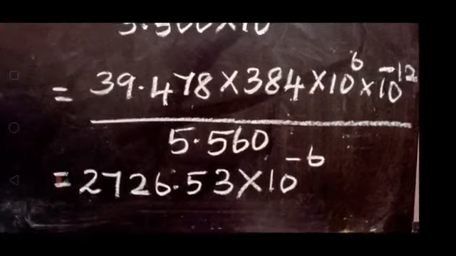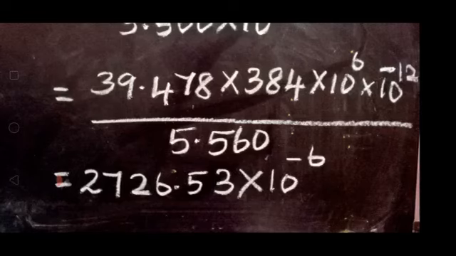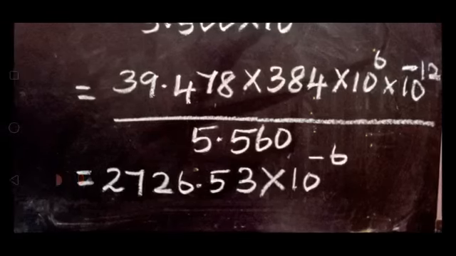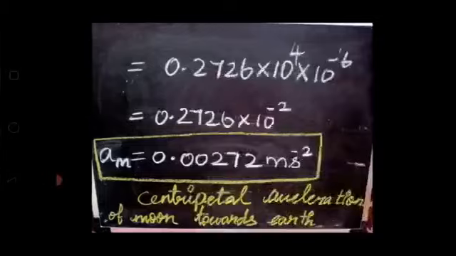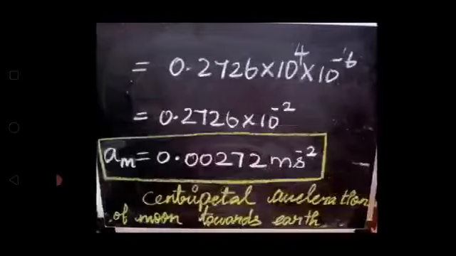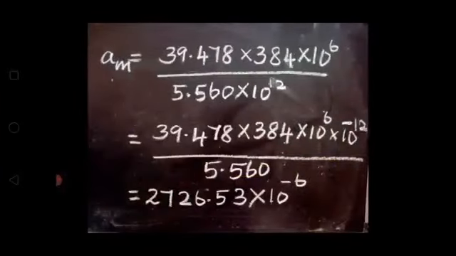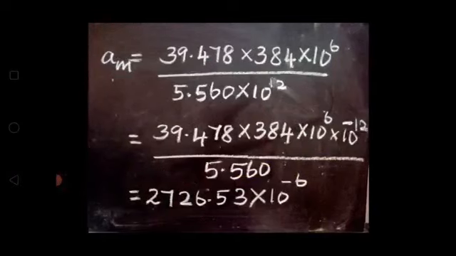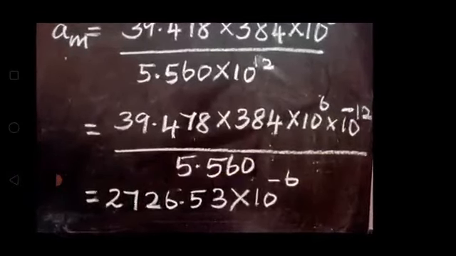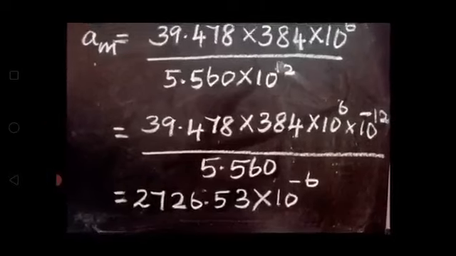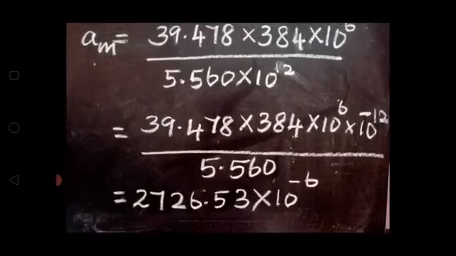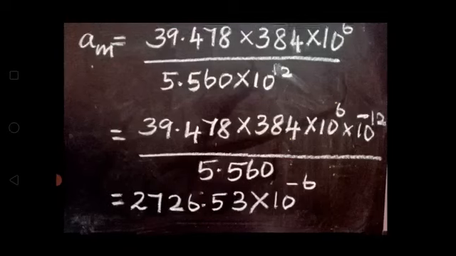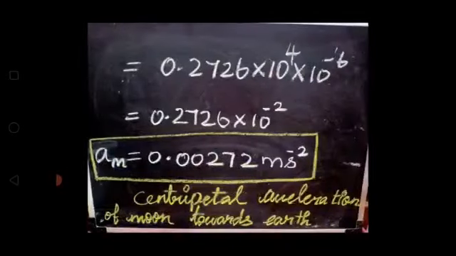We will get the answer as 2726.53 into, now see the power values, 10 power 6 into 10 power minus 12, and that is 6 minus 12, minus 6 you will get. So this minus 6 is the last value we substituted as the power here: 2726.53 times 10 to the power of minus 6. Okay, and next we are going to calculate these powers.